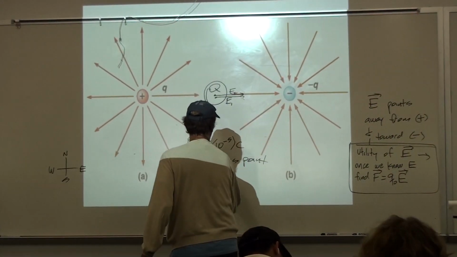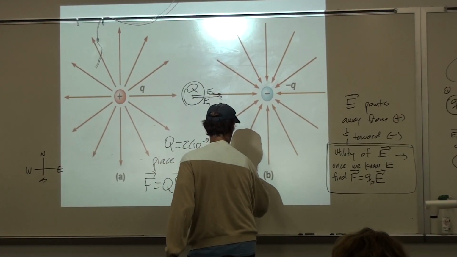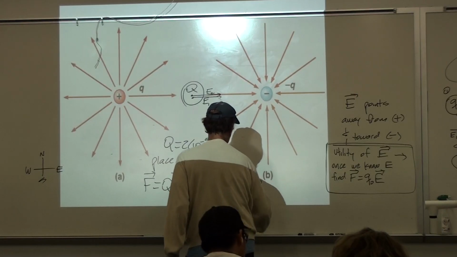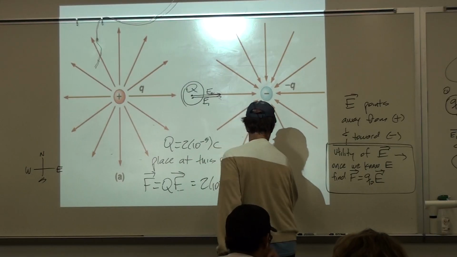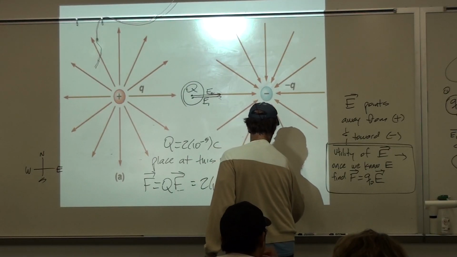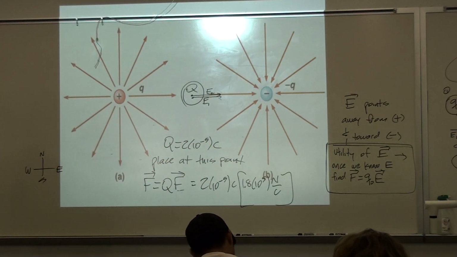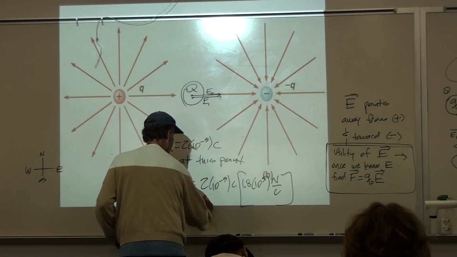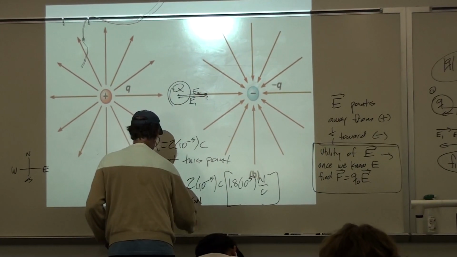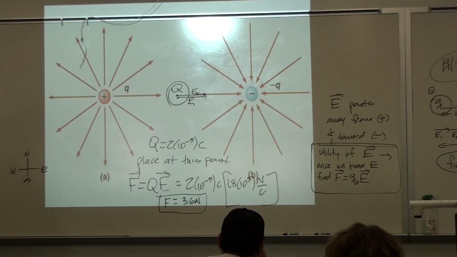So for this problem, that would be 2 times 10 to the minus 5 coulombs times 1.8 times 10 to the plus 5 newtons per coulomb. The 10 to the 5 and the 10 to the minus 5 cancel, or they give us 10 to the 0, which is 1. So we get 2 times 1.8 is 3.6 newtons. So this is another alternative way to do the problem.